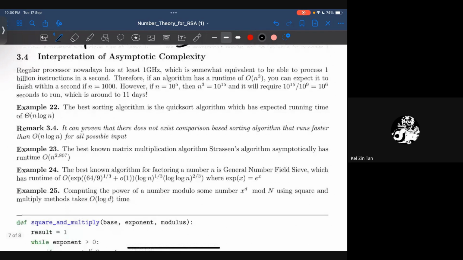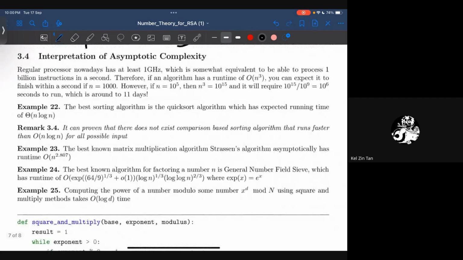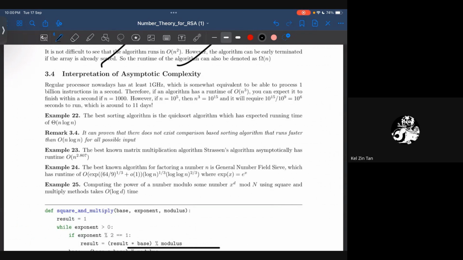Okay, so now I have finished the difficult part. Now it's just the interpretation of asymptotic complexity. We know our processors have this gigahertz thing. The gigahertz somewhat corresponds to the number of instructions a processor can run in a second. It is not always true, but on average, you can think of it like that. So 1 gigahertz basically means 10 to the power of 9 instructions can be run in a second. If you have 4 gigahertz, it means 4 multiplied by 10 to the power of 9 instructions can be run in 1 second.